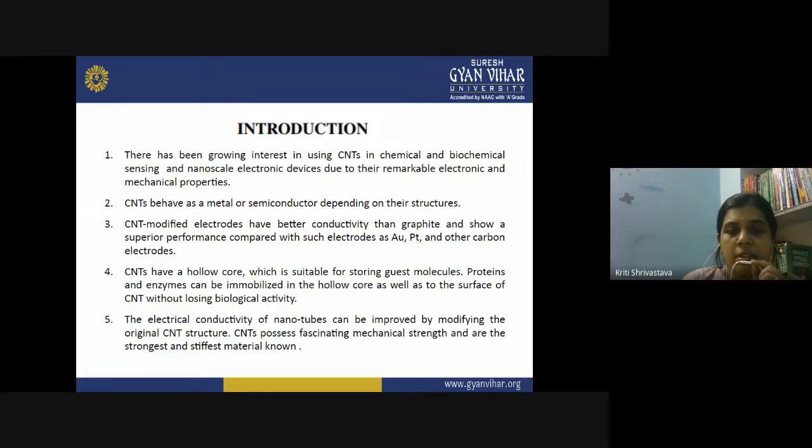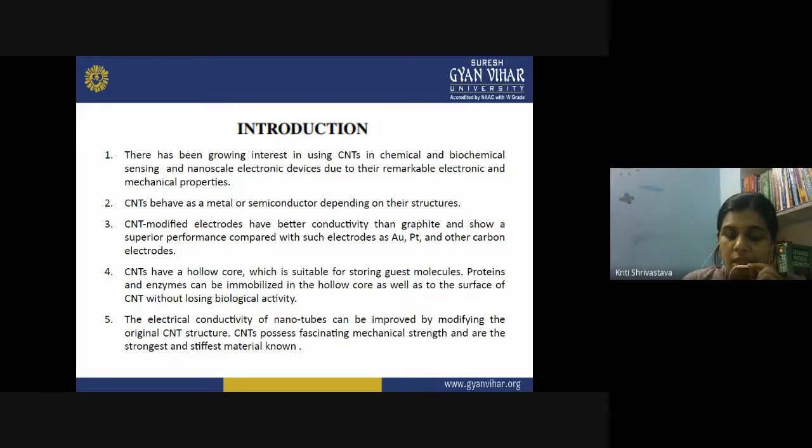Now it has been seen that carbon nanotube modified electrodes have better conductivity than graphite. We know that graphite is an allotrope of carbon which is a conductor of electricity. But when you scale carbon down to the nano level, it has been found that the conductivity improves significantly, and carbon nanotubes show superior performance compared with metal electrodes like the gold electrode, platinum electrode, or any other carbon electrode.